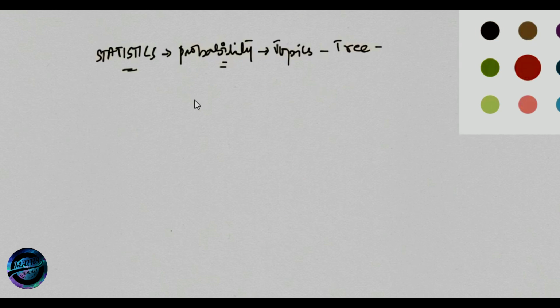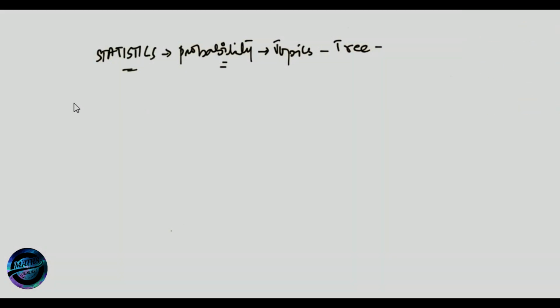Okay, so the first step is always performing a random experiment. And why a random experiment? Because as we know that statistics is a process of data collection, compilation, etc. Right? So how we will collect data? We are performing a random experiment, right? From that random experiment we are constructing a sample space, right? In that sample space there will be events, right?